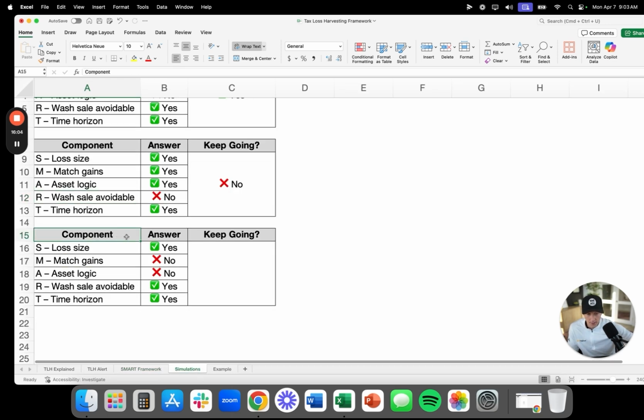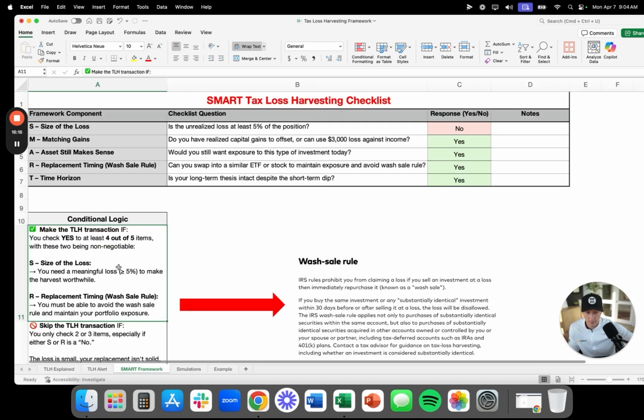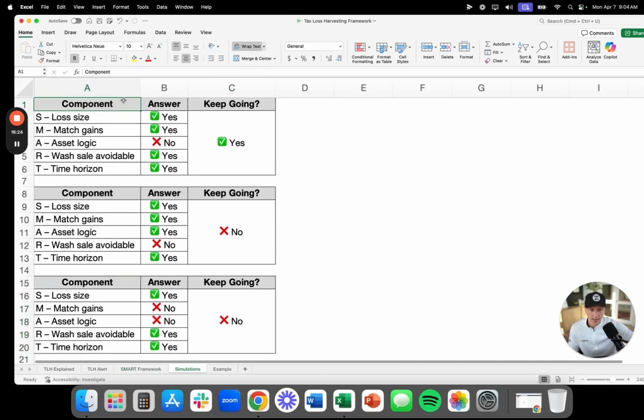Now, the third one is 3 yeses, 2 nos. The S and R are specifically yeses. However, only 2 out of 3 are checked yes, which again, in the SMART framework, 4 out of 5 items you have to check yes. So therefore, we would not do this in this situation. Now, that is to give you a real-life checklist, some simulations, real-life examples as you walk through this, how you would decide.